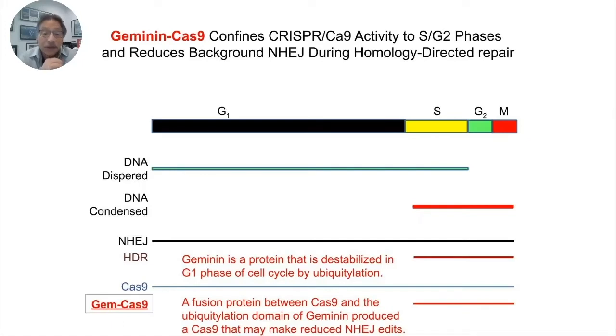And so we've then looked at what I mentioned earlier, this fusion protein between Cas9 and geminin. So geminin is a protein that's destabilized in G1 phase of cell cycle by ubiquitination. And when you put a fragment of geminin onto a protein, it will make it unstable through G1. And as I'll show you, because it limits the activity of the nuclease to the SG2, it decreases the amount of NHEJ that occurs.